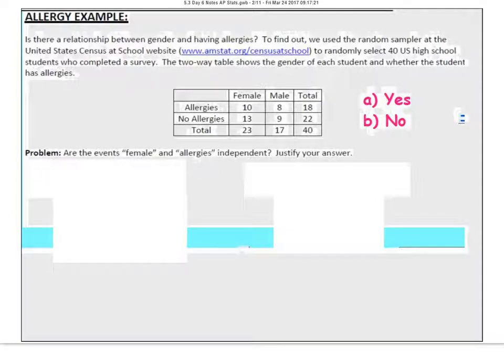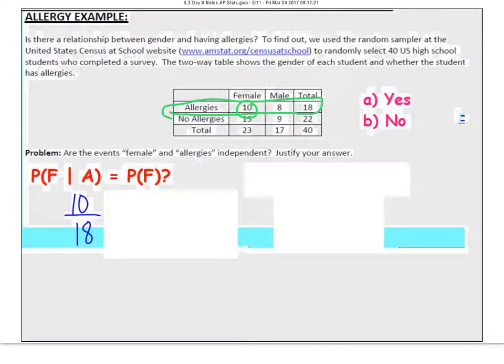So what we would do for the test is the first part of the test says, find this. I'm just going to define female as F and allergies as A. So is the probability of being female given I have allergies the same as the probability of being female? So if I find this fraction first, the probability I'm female given I have allergies, given that I have allergies, the probability that I'm female would be 10 out of 18.